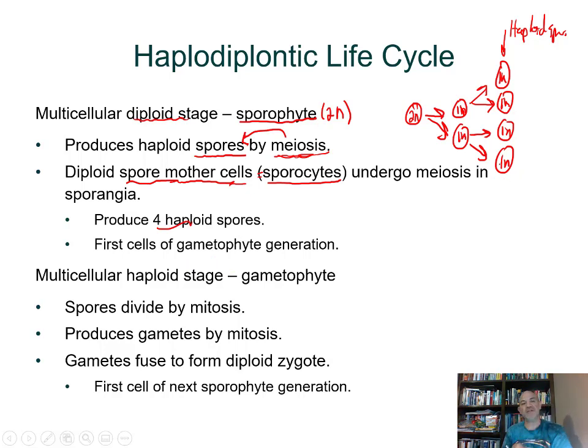So these cells are going to be spread in the environment. They land somewhere, and they germinate, and they grow by mitosis to produce the gametophyte plant. Okay, so that's the next generation. It's the haploid stage, and the gametophyte is the name of that stage, and it's 1N. Now, the gametophyte gets its name because it's going to be the one that produces gametes.